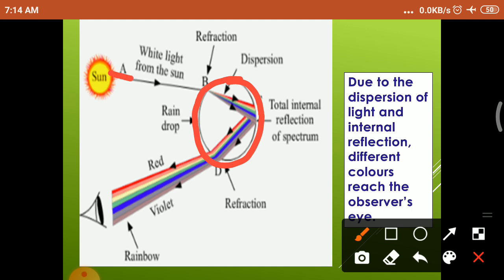When the sunlight falls on the water droplet, this is the air medium and this is the water medium. Here the air is a rarer medium, and water is a denser medium. So when the light travels from a rarer medium to a denser medium, refraction takes place. At point B, the refraction takes place. After refraction, it is dispersed into 7 colors. The 7 colors are in the raindrop.